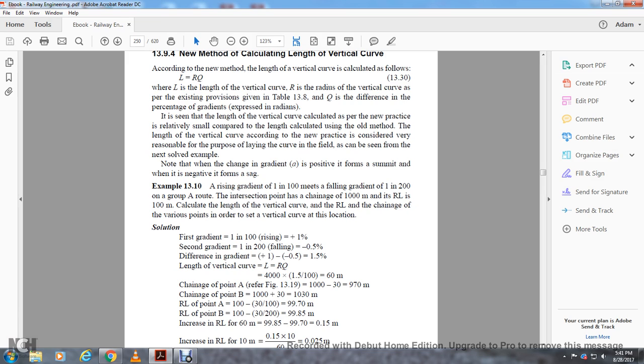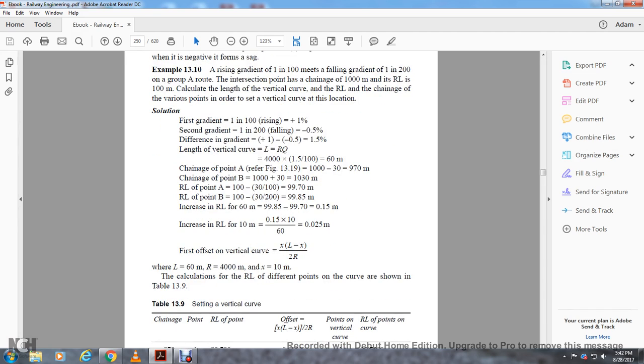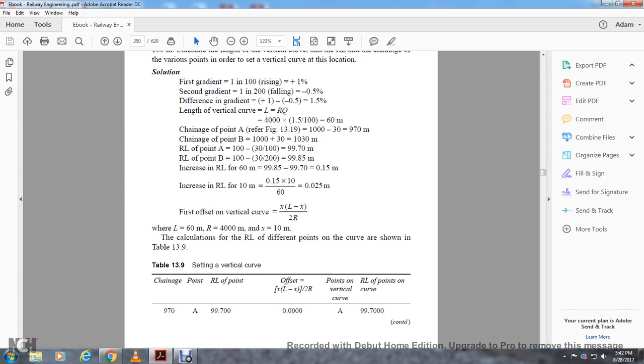RL at point A is 100 minus 30 divided by 100, which is 99.7 meters. RL at point B is 100 minus 30 divided by 200, which is 99.85 meters. The rise in RL over 60 meters is 99.85 minus 99.7, which is 0.15 meters. The rise in RL for 10 meters is 0.15 times 10 divided by 60, which is 0.025 meters. The first offset of the vertical curve is y equals x times (L minus x) divided by 2R, where L is 60 meters, R is 4,000 meters, and x is 10 meters. The calculation of RL of different points of the curve is shown in figure 13.9.